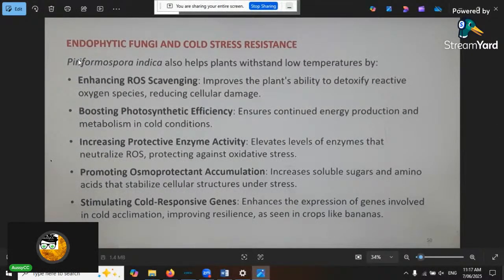Endophytic fungi and cold stress resistance. As you've seen before, it helps with cold stress. They put out enzymes that really work really well. This one is other types of psychrotrophic microbes, which are cold-tolerant microbes working below 10 Celsius or 50 F. This is what they do, because it's one of my areas of interest as well.